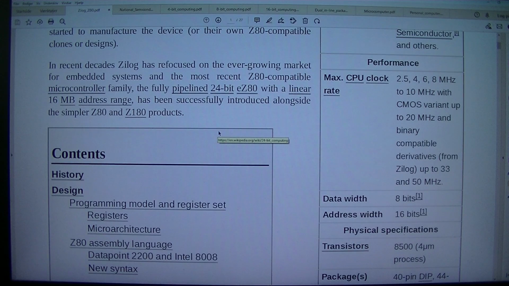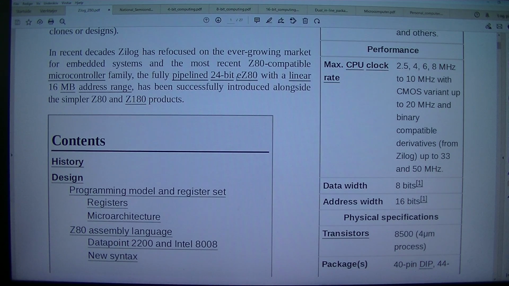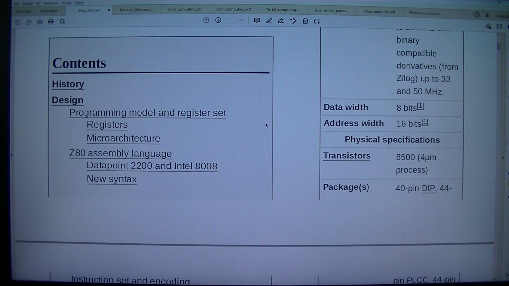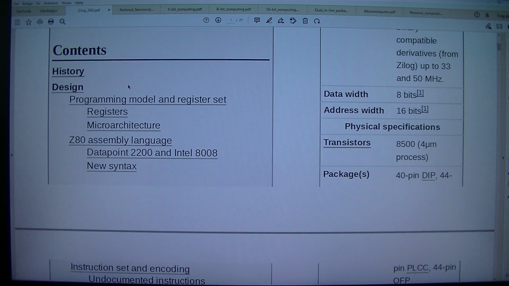In recent decades Zilog has refocused on the ever-growing market for embedded systems and the most recent Z80 compatible microcontroller family. The fully pipelined 24-bit Z80 with a linear 16 MB address range has been successfully introduced alongside simpler Z80 and Z180 products.